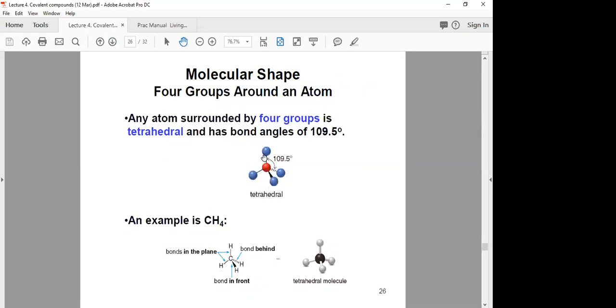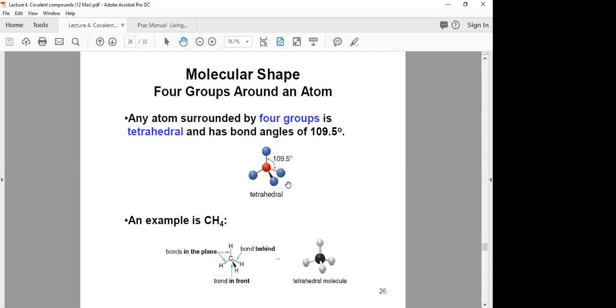What do these solid lines represent in terms of bonding? What have we been learning about tonight? Single covalent bond. Single covalent bonds, exactly right. Now you know when you see the solid line, these are single covalent bonds.